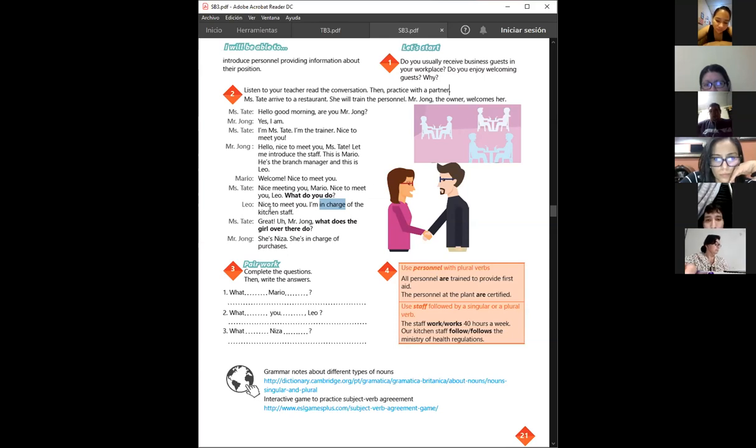I am in the charge of the kitchen staff. Soy el encargado del staff de la gente de la cocina. Así es. Charge es un cargo. Un cargo puede ser monetario, puede ser charge the battery, cargar la batería. So there are different meanings in different contexts. But in this context es estar encargado de, in charge of. Y purchases. Purchases son las compras.